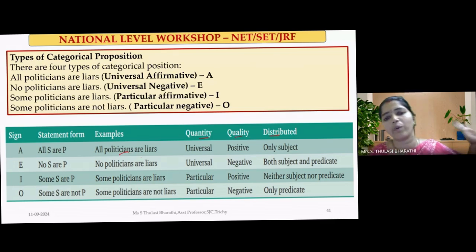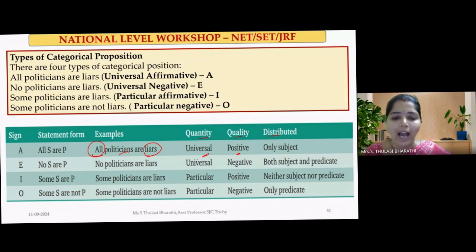I'm saying that all politicians are liars. It means that I'm talking about everyone in the world. That's why it's called universal. But I'm saying universally positive. Don't think about the predicate, that it is a negative term. No, not like that. I'm talking about all, and it is talking about the positive.